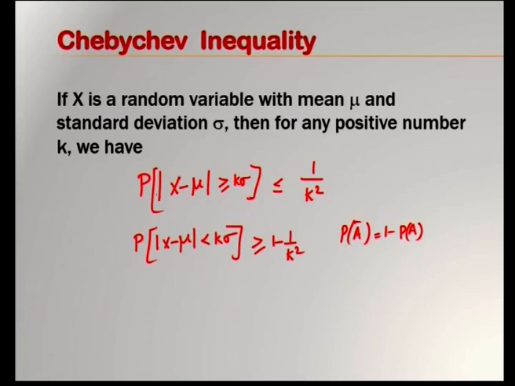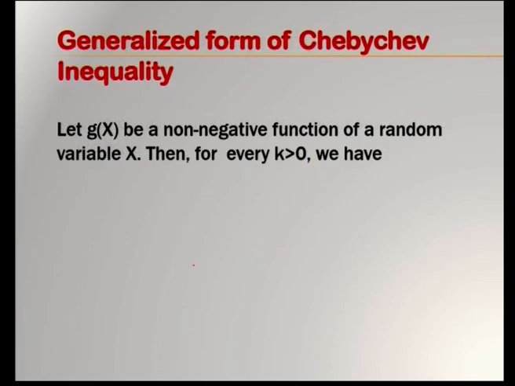Even if you write in this format, P of modulus of x minus mu greater than or equal to k sigma is less than or equal to 1 by k square, it is also Chebychev inequality. Its complementary is also Chebychev inequality. Next, some authors use the generalized form of Chebychev inequality. We will write on that also.